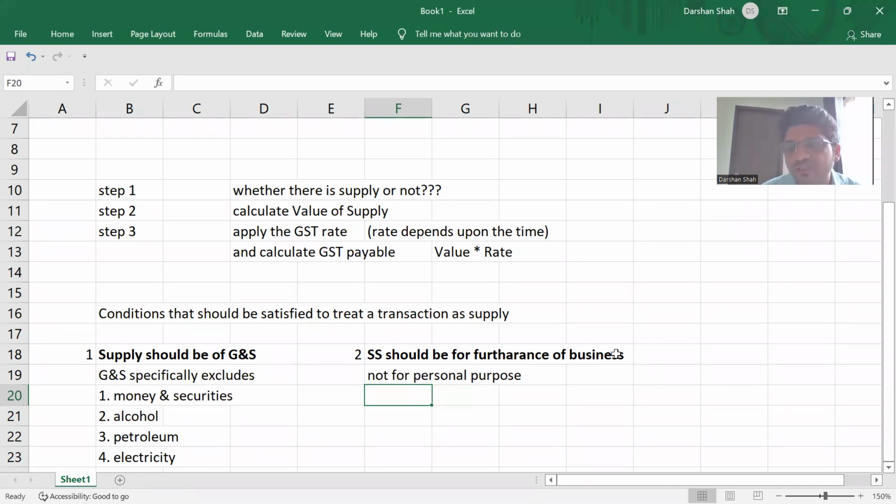Is it for the furtherance of business? As a chartered accountant, am I into trading cars? No, sir. I am not into the trading of cars.